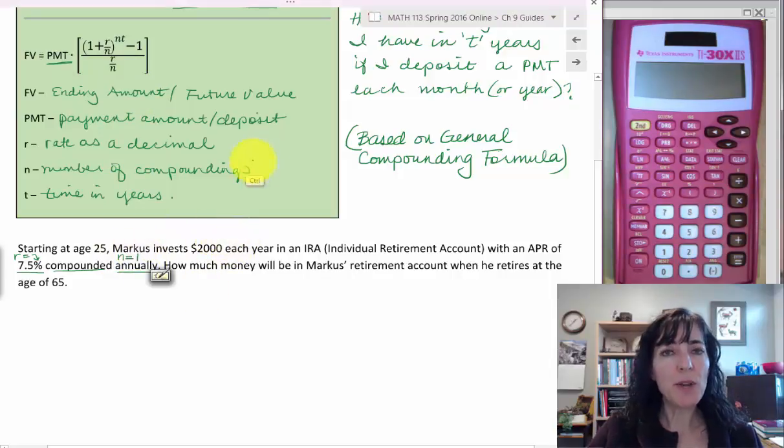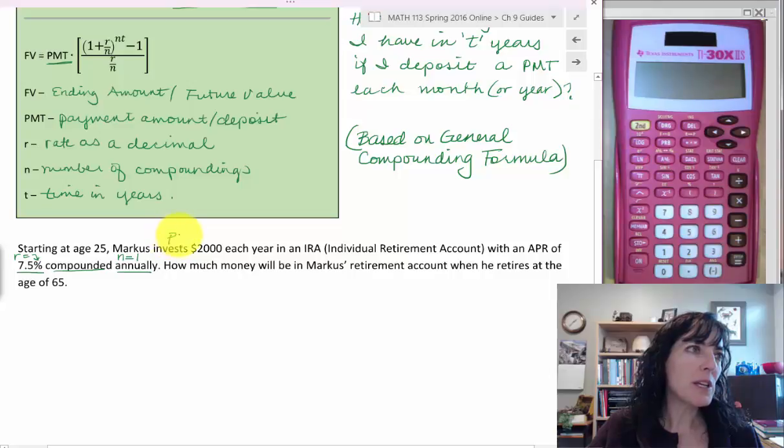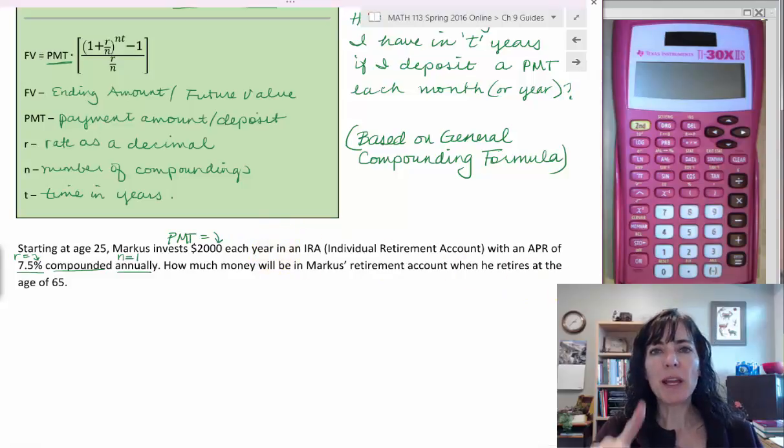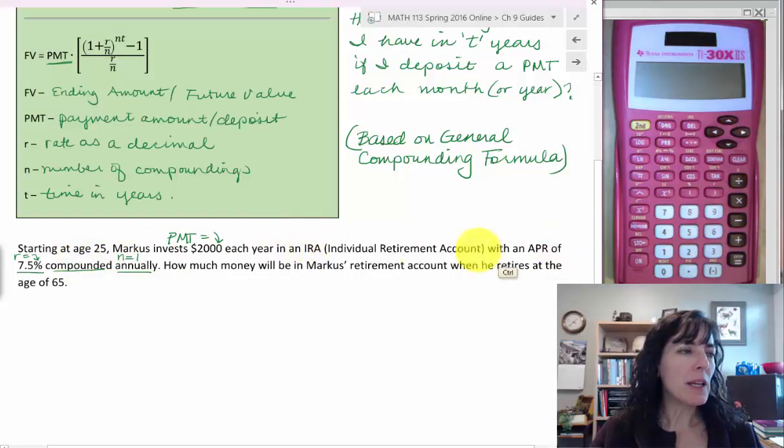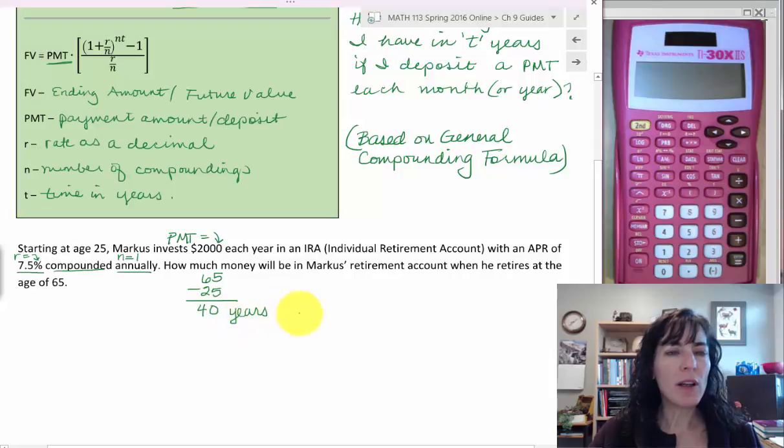Marcus is going to invest $2,000, so that's going to be my PMT, my payment. 2,000 each year. So every year he's making an investment of $2,000. And the APR we got, compounded annually, how much money will be there when he retires at the age of 65? 65 minus 25, which is how old he was when he started, gives you 40. So he will make 40 years of deposits, and that will be my T equals 40.